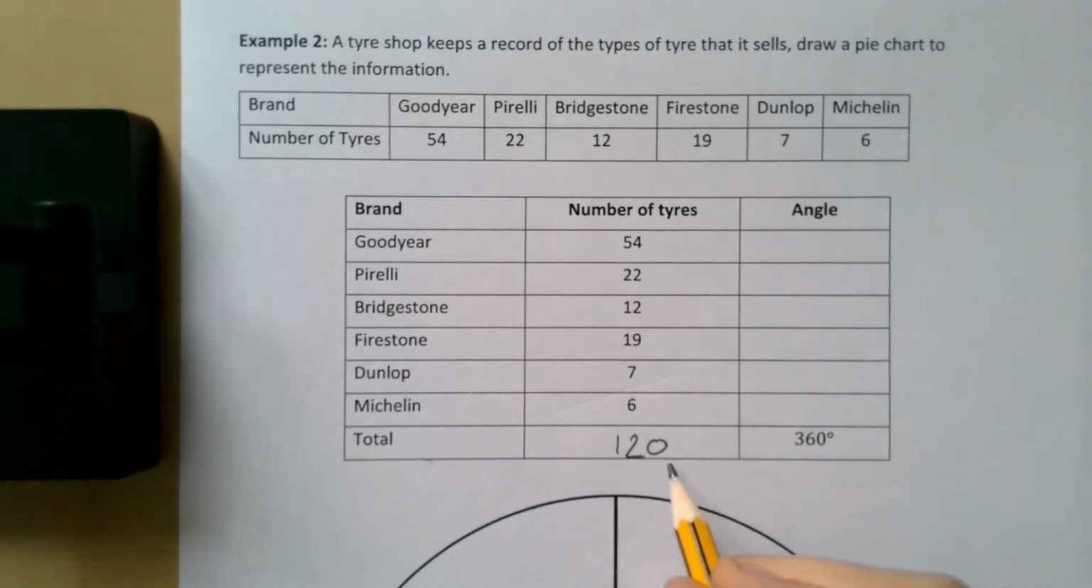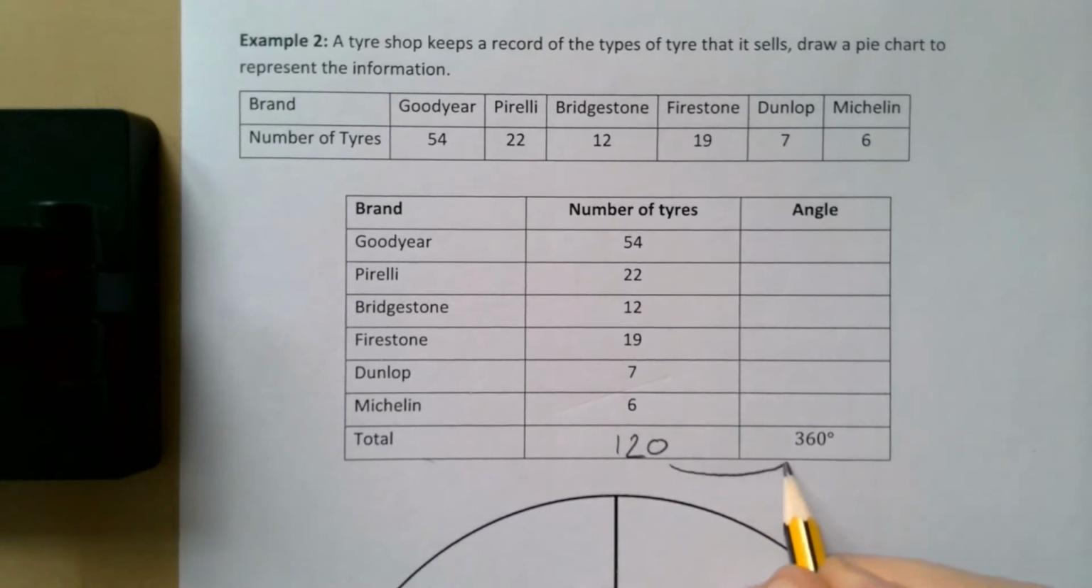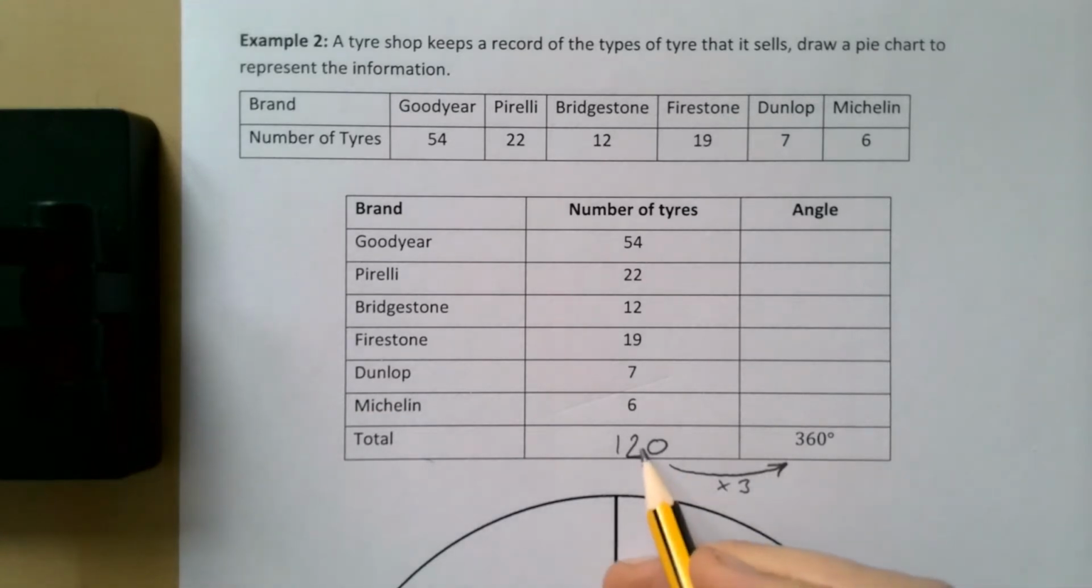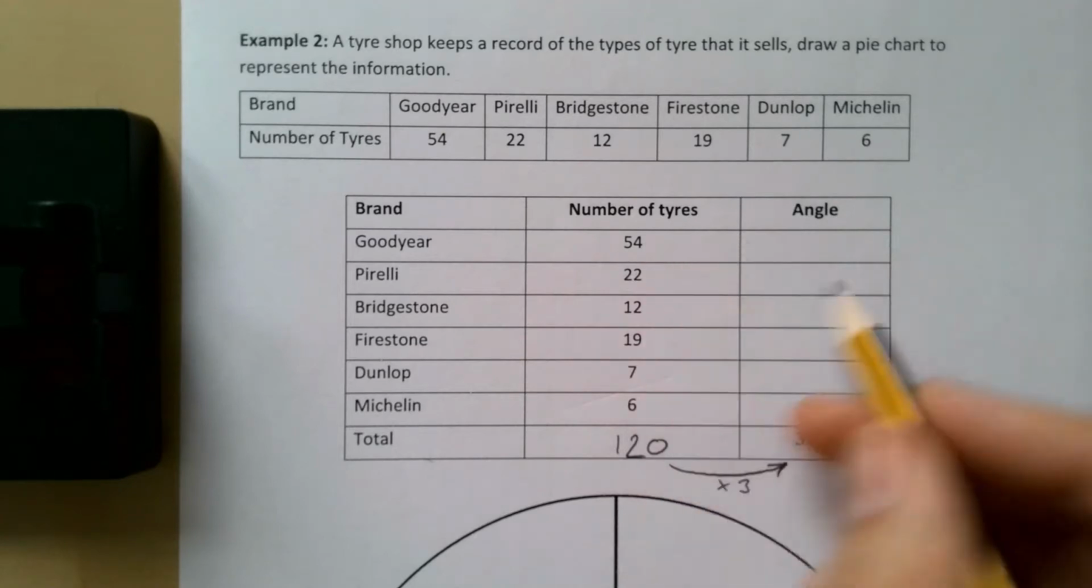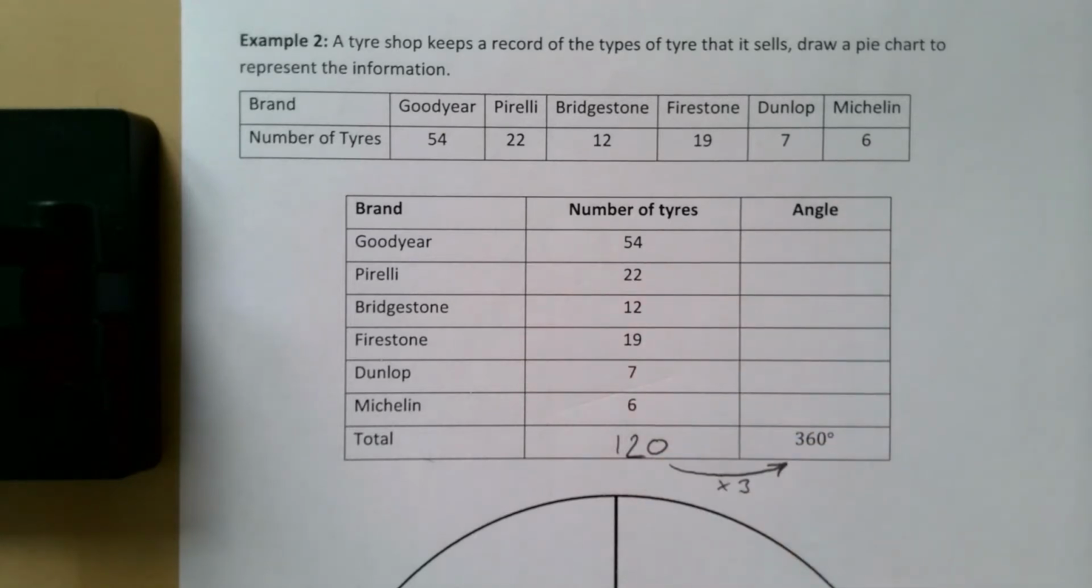You need to find your magic number for each pie chart, and the magic number in this particular case is 3. Because you times 120 by 3 to get 360, that's what you have to times all of these numbers by to try and get your angle.